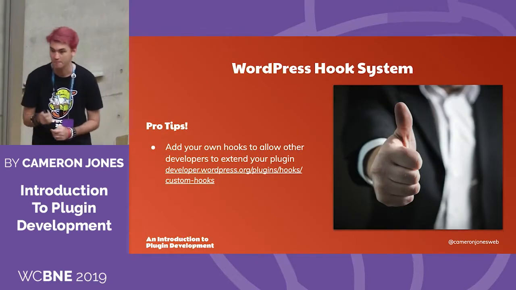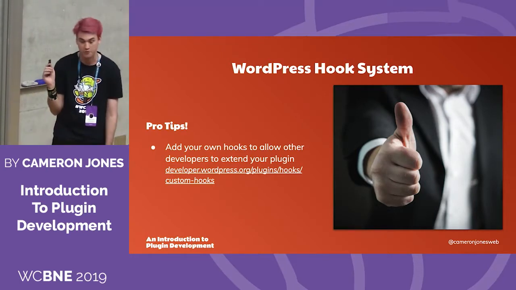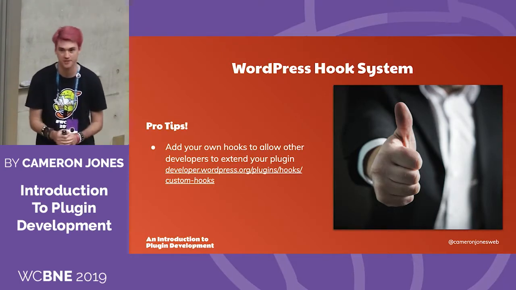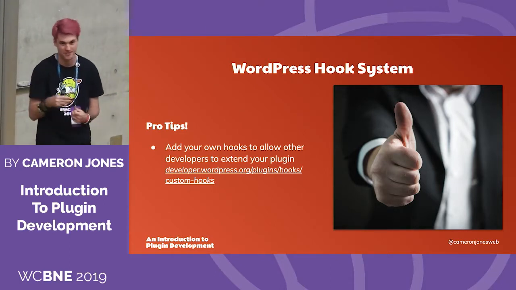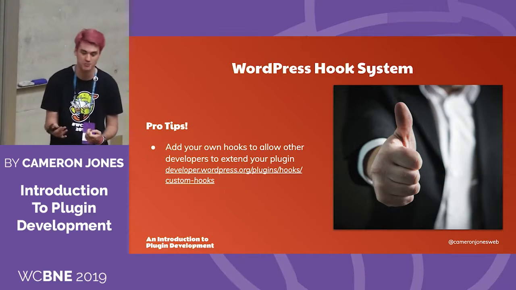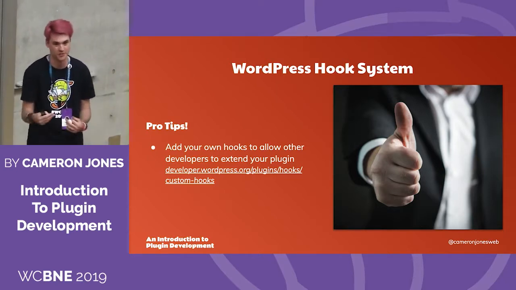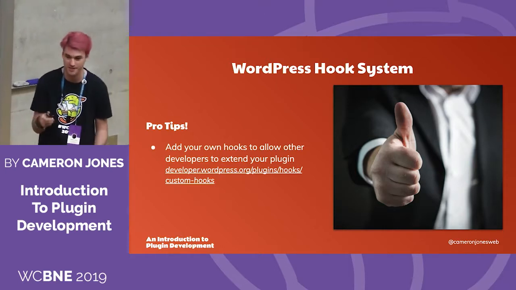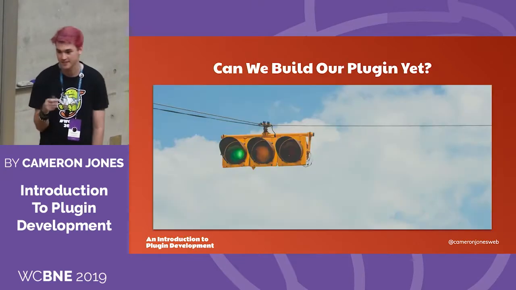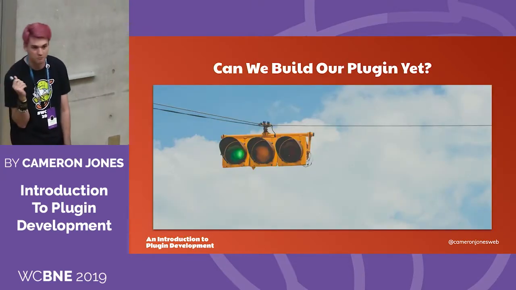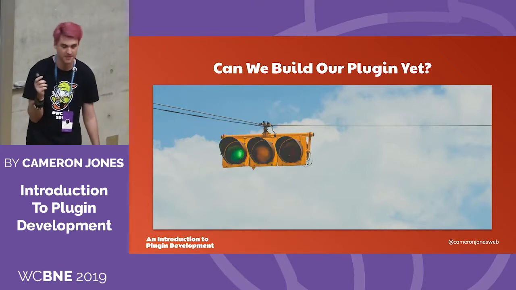So a pro tip. You can add your own hooks. For example, WooCommerce is very good at this. So if you want other developers to be able to extend your plugin and not just be extending WordPress, you can add your own custom hooks, and then other people can extend your plugin, and you can even create an ecosystem around your plugin itself. And you can learn more at that link. So now, if we understand the hook system, we're right to get started on building our own plugin.